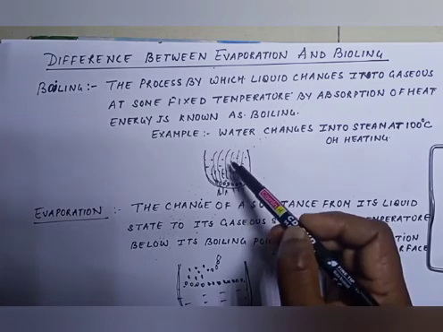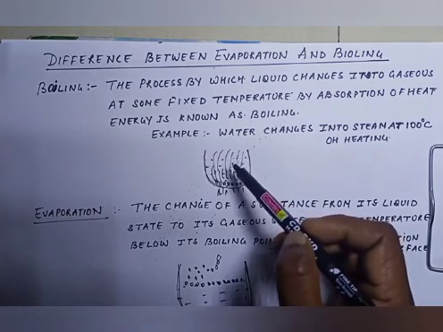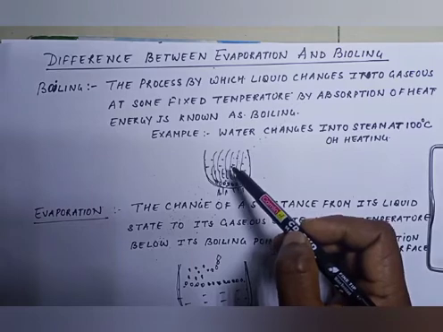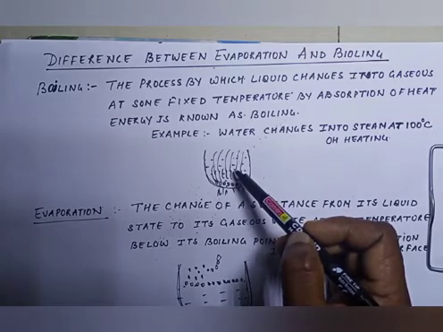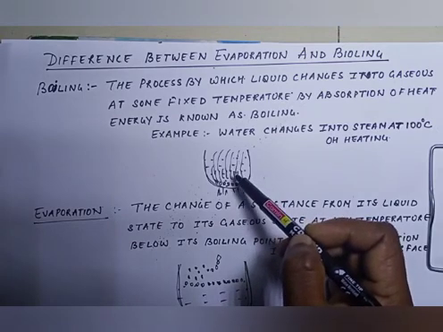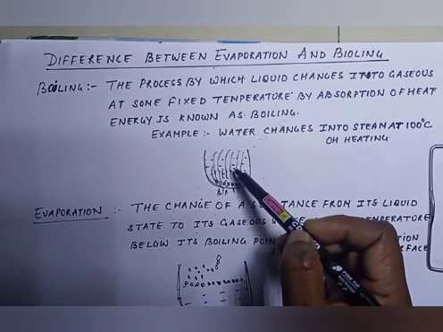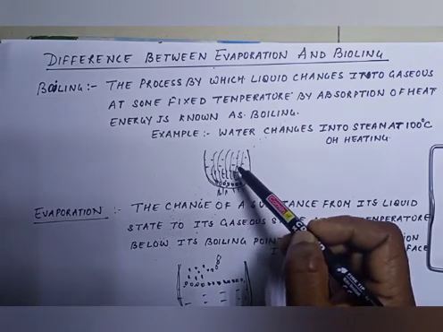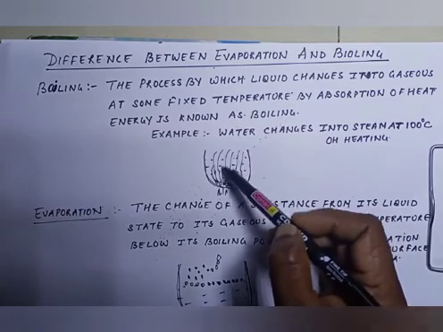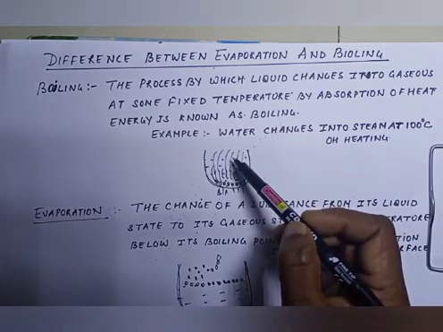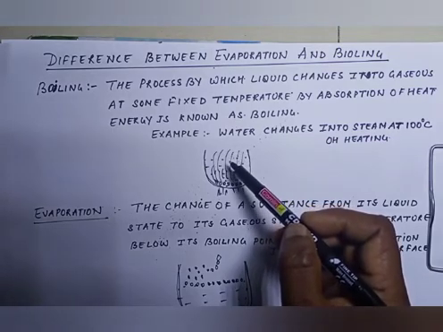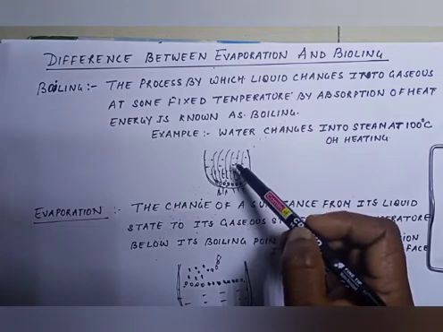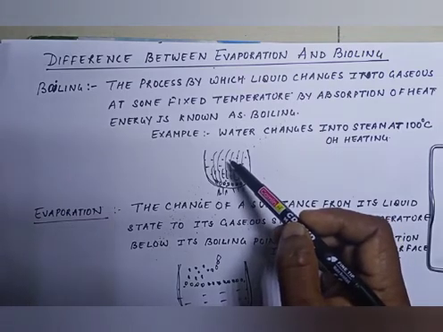Boiling occurs on the entire mass of the liquid, and it is also the vaporization of the liquid, but it occurs rapidly. As a liquid is heated, its molecules absorb heat energy and move faster. When the liquid starts to boil, bubbles of vapor form within the liquid and rise to the surface. The temperature at which this happens is known as the boiling point of the liquid.